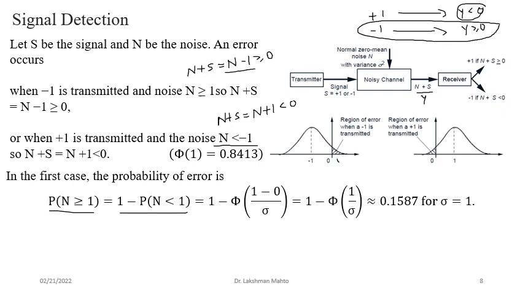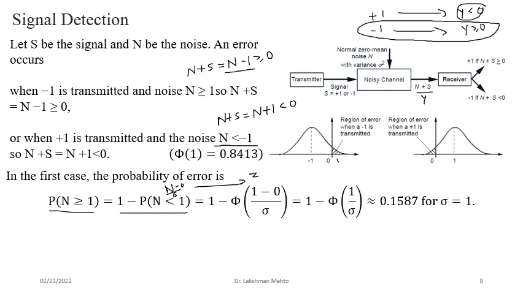So what we have to do is convert N into a standard normal random variable. How can we convert? We subtract the mean. The mean is 0, so there is no issue. After that, we divide by the standard deviation. So N minus 0 divided by sigma is converted into Z, and the right-hand side is also converted into 1 minus 0 divided by sigma. So the probability that N is less than or equal to 1 is equal to phi of 1 by sigma. The probability that N is greater than or equal to 1 is equivalent to 1 minus phi of 1 by sigma.